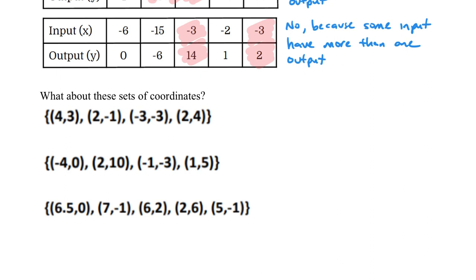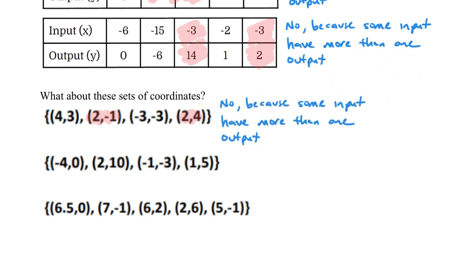So if I look here, I notice no repeated inputs. I'm looking at the X values. So the X values are 4, 2, -3, 2. Oh, I lied. There is a repeat. It's good to say it out loud. There is a repeat. The input 2 has an output of -1, and it also has an output of 4. So this right here makes this fail. This one and this one. So this would be a no.